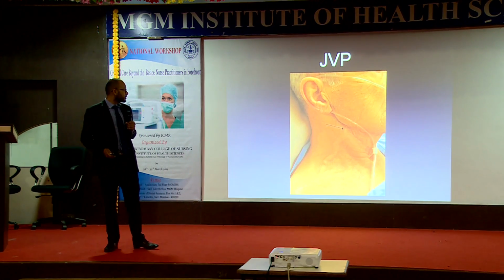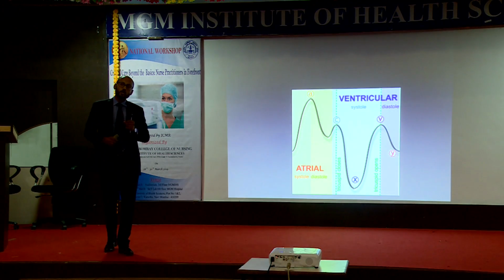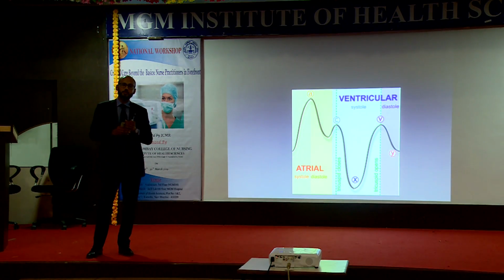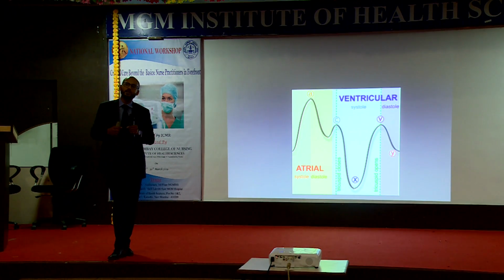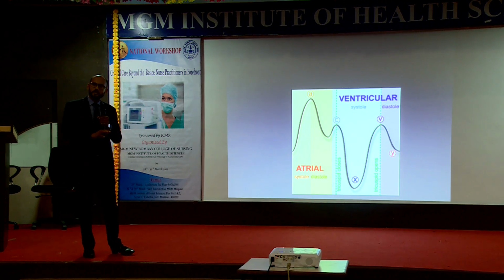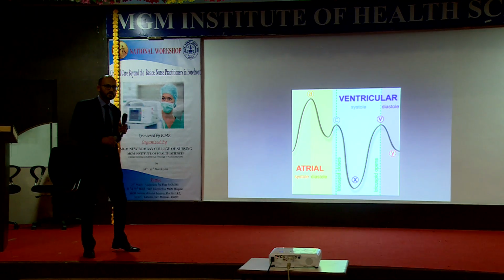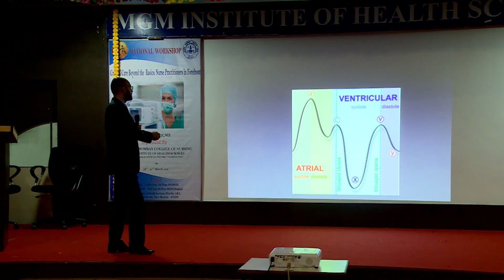So JVP. Generally, if we look at the waveforms in JVP, suppose we put a cannula in and we transduce this patient and we get a waveform of the pressures. Is everyone aware of this? A, C, V, X, Y waves? Is everyone aware? Or if this is too much, tell me, I'll skip it. Is it okay for this? Okay, fine. I'll go very brief over this.